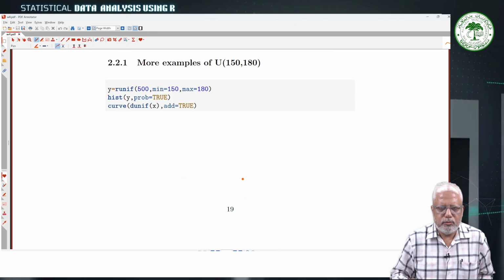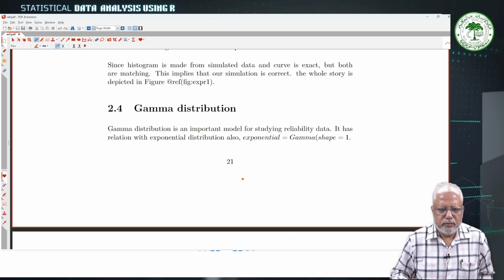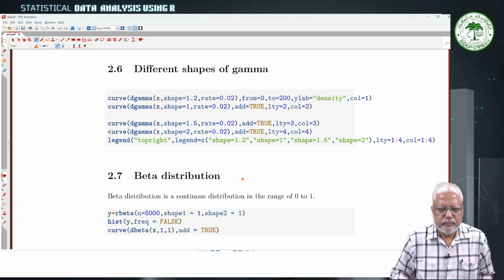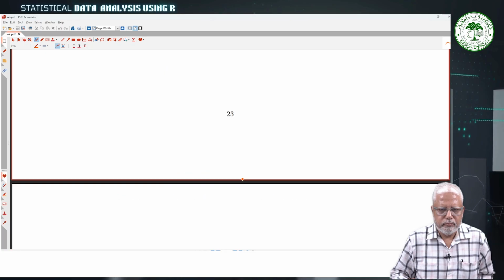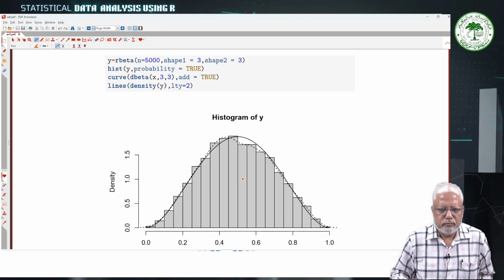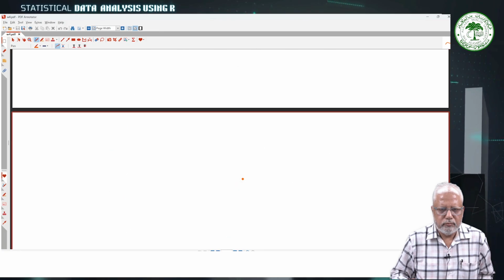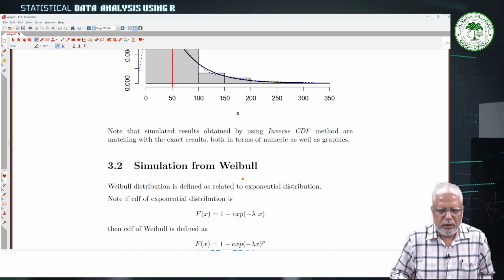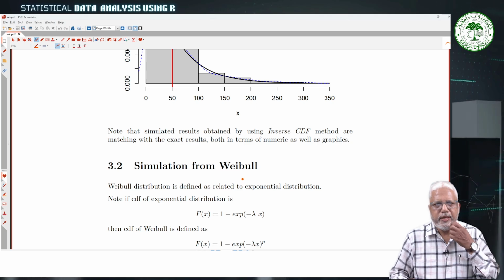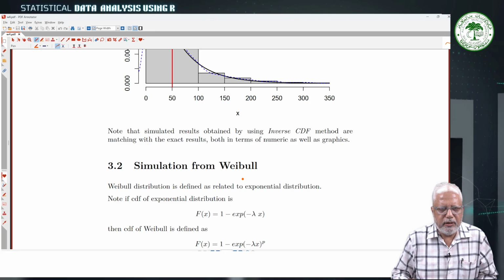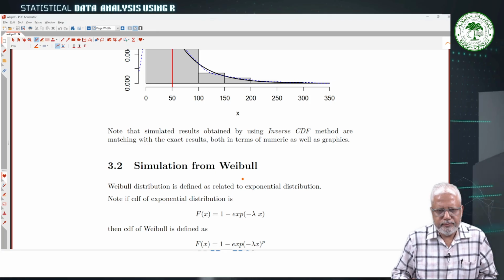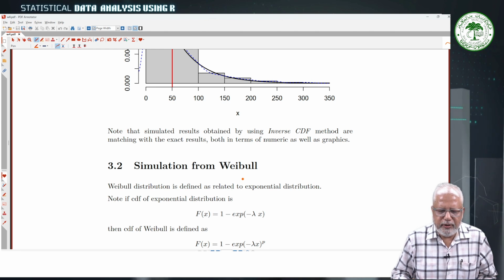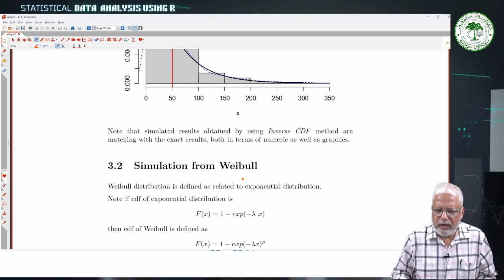From the exponential distribution. Inverse CDF method. A simulation from Weibull. So before coming to simulation from Weibull, actually, this is the simulation from Weibull. Weibull distribution is defined as related to exponential distribution.